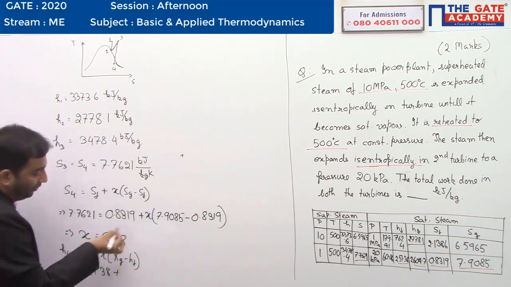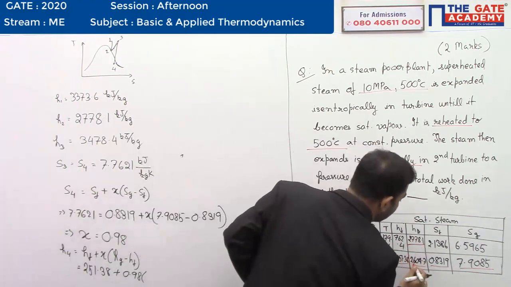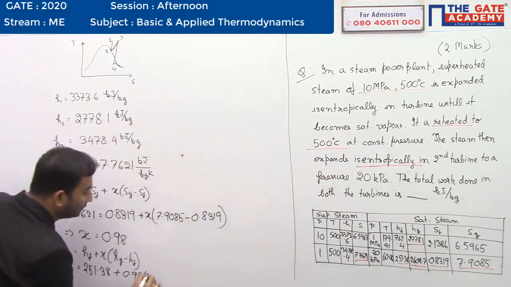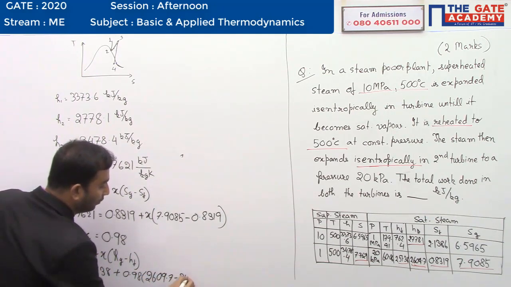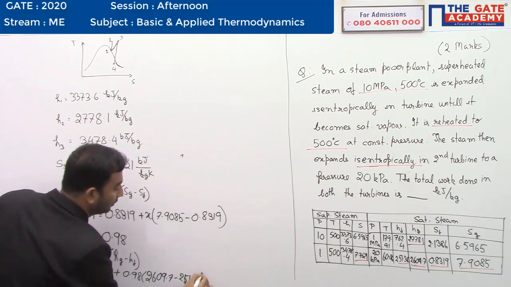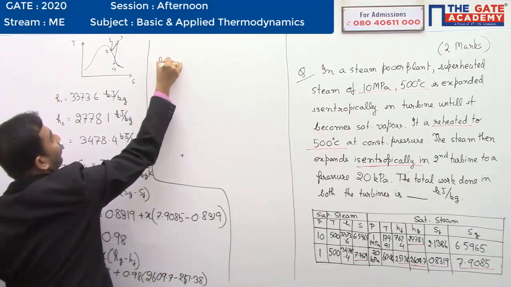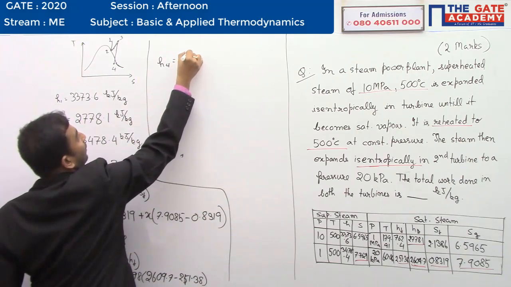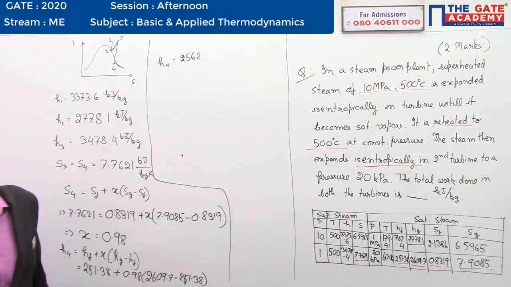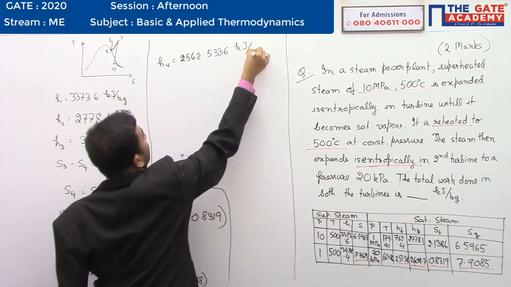Hf is 251.38 plus x, which we have just found out, 0.98, times Hg, which is 2609.7, minus Hf, 251.38. Very good. Nice. If I solve this, I'll get the value of H4. H4 is equal to 2562.5336 kilojoule per kg. Very good.